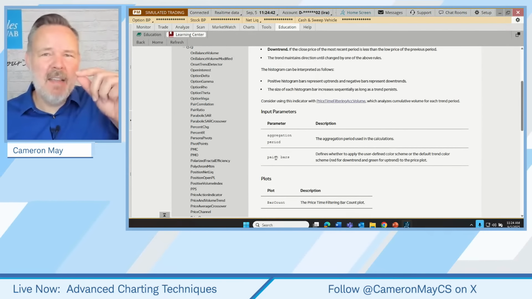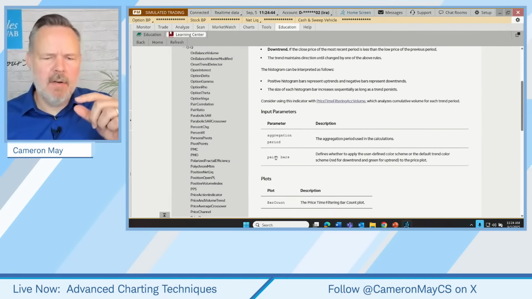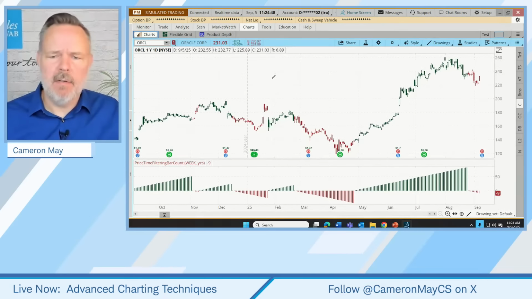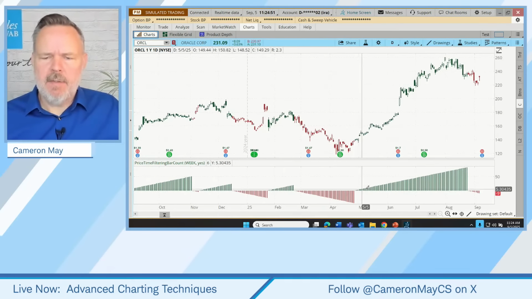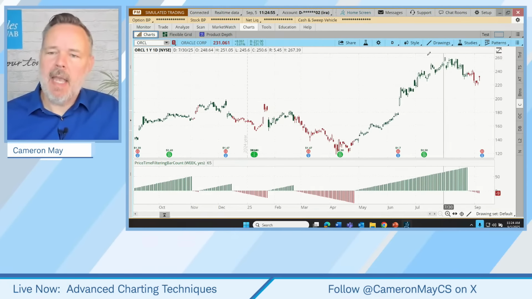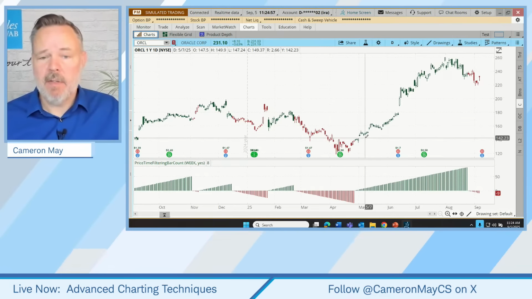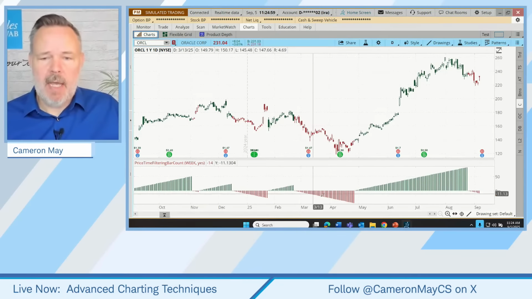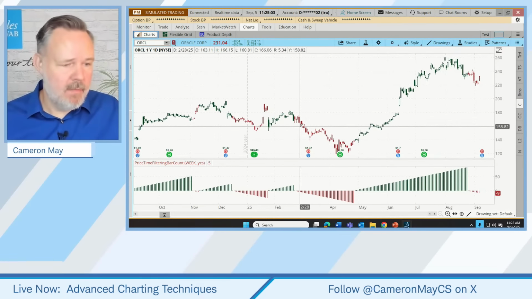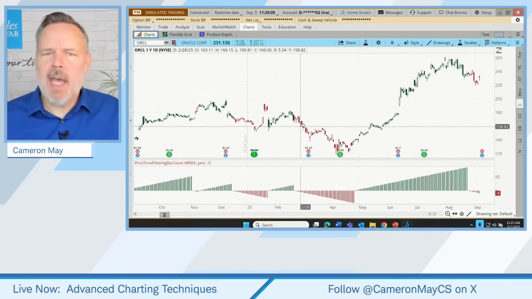Do we want to paint the color of the histogram onto the candles? Did you notice that? Let me go back to the chart. When the histogram is green, the system paints the related candles as green. That's what it's talking about. When the histogram is red, the system paints all of the candles red. And we can either do that or we don't.